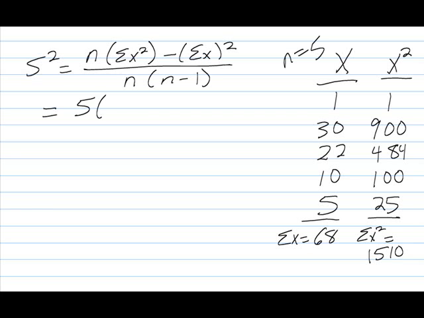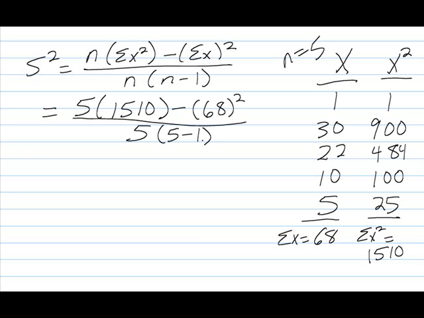The sum of the x squareds, we just figured that out. That says you square the x value, then you sum them. That is 1510. From that, we subtract the sum of the x's, which is inside the parentheses, and we square that. So that is 68 squared. And we divide that by n times n minus 1, which is 5 times 5 minus 1.